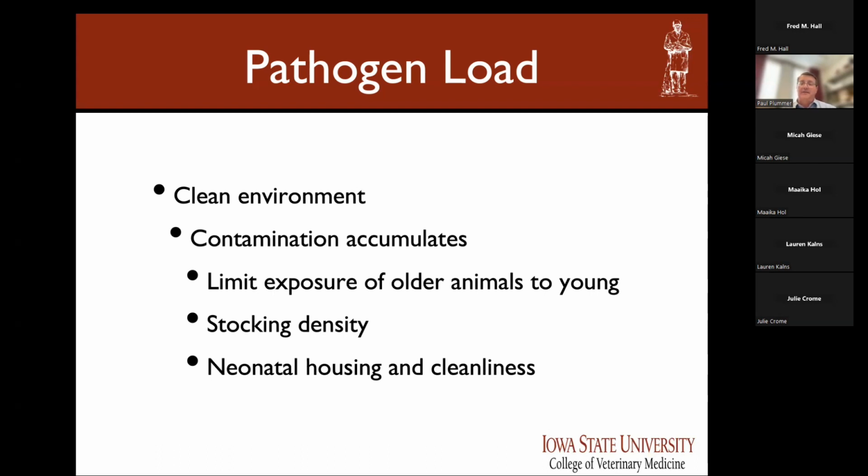We want to minimize stocking density. Now, I know on a working farm, you can only do so much there, but the more animals we have in an environment, the higher the pathogen load goes. And that means the more antibodies we have to have in order to maintain that balance. So if we're going to have a high pathogen load, we have to have really good colostrum management and antibody levels. And so neonatal housing and cleanliness is important.